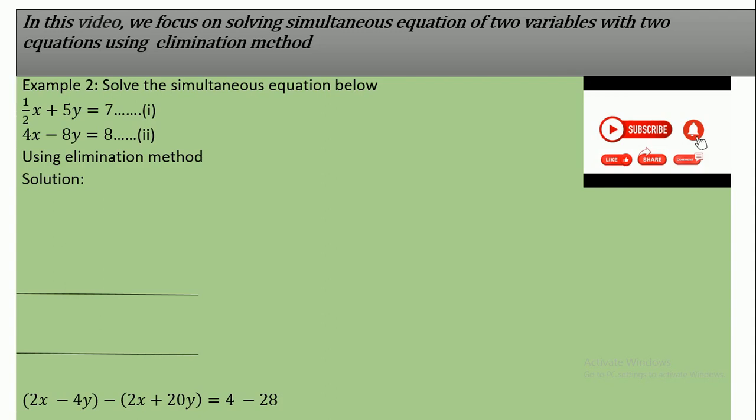Second example, example 2. Solve the simultaneous equation below. 1 over 2x plus 5y is equal to 7, equation 1. 4x minus 8y is equal to 8, equation 2. This is a simultaneous equation of two unknown variables with two equations. How do we solve this? Using elimination method. The solution goes thus.